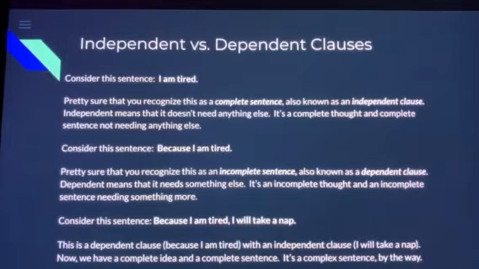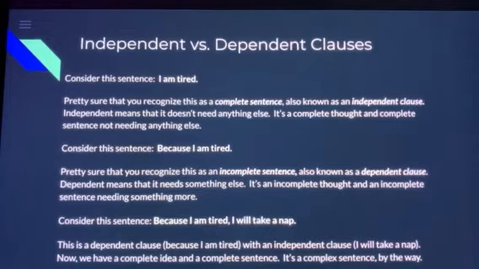Look at the second example. Because I'm tired. Now, if your friend walked up to you and said, because I'm tired, and then stopped talking, you would be waiting for them to finish their sentence because you recognize that it's an incomplete sentence. Now, an incomplete sentence here, we need to know that it's a dependent clause. It's dependent because it needs something else. It's not independent, it's dependent. It's an incomplete thought and an incomplete sentence.